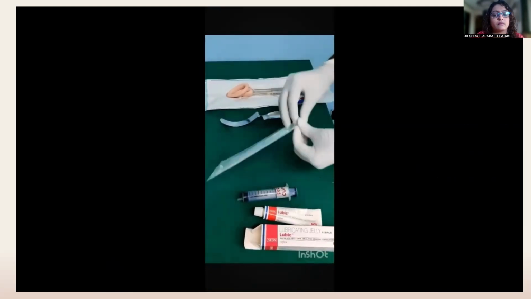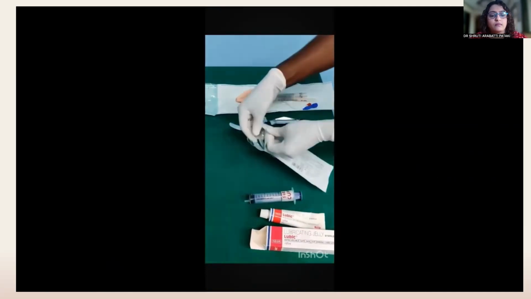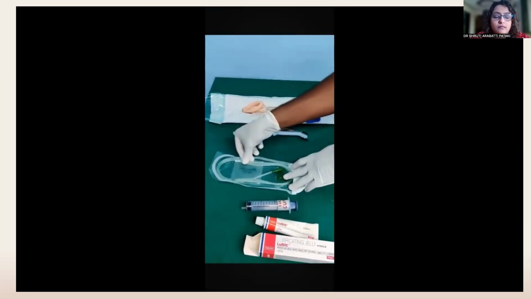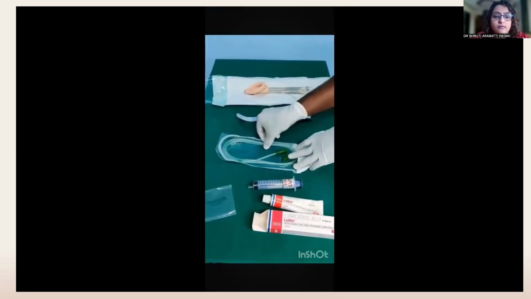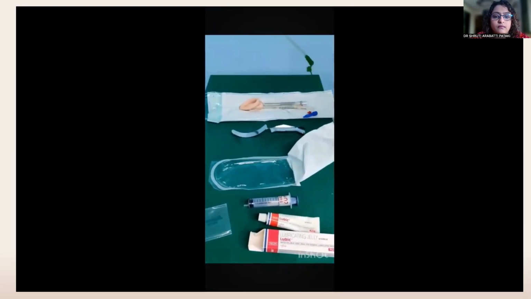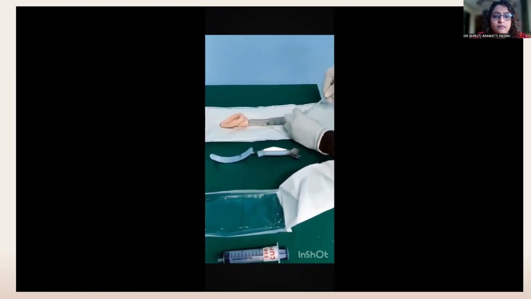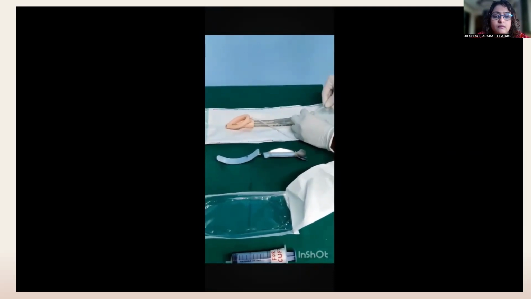Here I have opened a number 3 ProSeal LMA, which can take a Ryle's tube of size 16. But I have used a size 14 Ryle's tube here. Insert the Ryle's tube through the gastric drainage tube till the tip of the Ryle's tube is just seen at the anterior aperture of the gastric drainage tube.